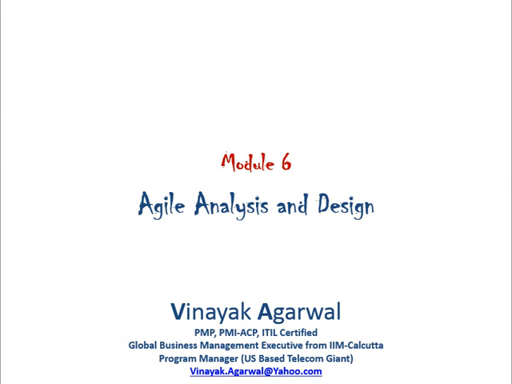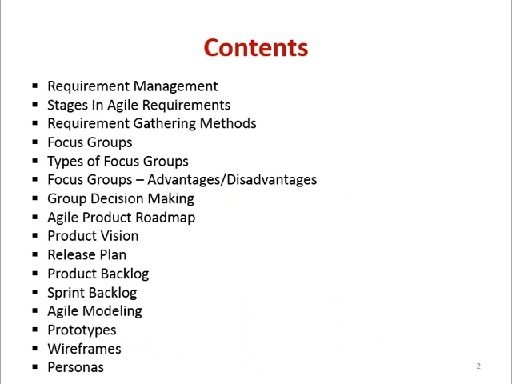A rapid briefing of the topics which I will be covering today are requirement management, stages in agile requirements, requirement gathering models. We will talk about focus groups and types of focus group along with a few of the advantages and disadvantages. Group decision making, agile product roadmap, product vision, release planning, product backlog, sprint backlog, agile modeling, prototypes, wireframes, and finally we will end the session with personas.